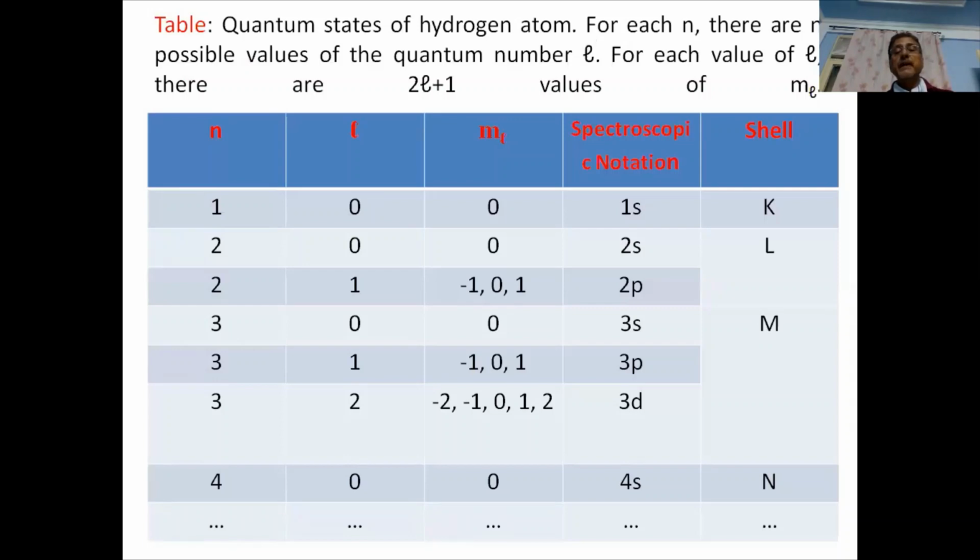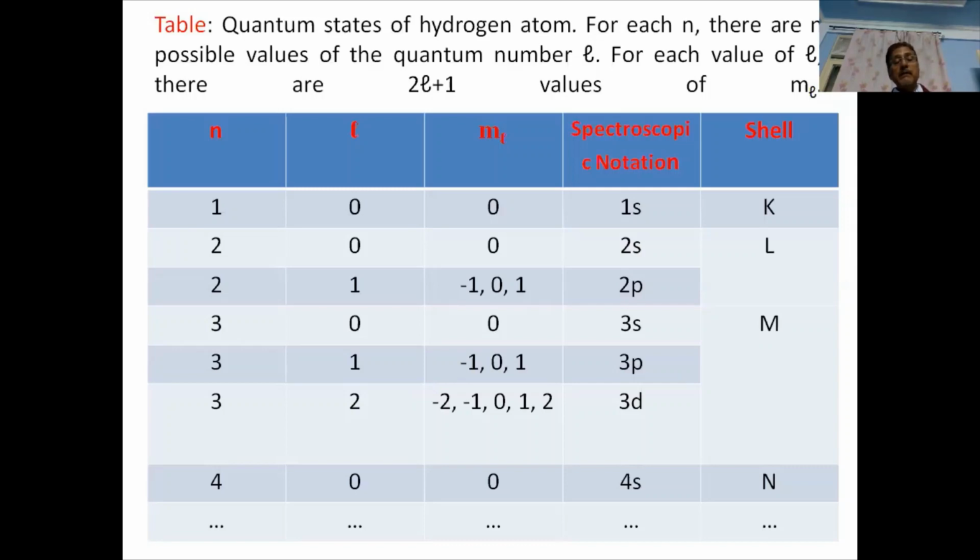Now, quantum states of the hydrogen atom. For each n, there are n possible values of quantum number L, etc. You can see that n is equal to 1 indicates L is equal to 0. That means ml is equal to 0, and the spectroscopic notation is given as 1s and the shell is K. n is equal to 2 will give two values of L, 0, 1. For 0 value of L, we have ml is equal to 0. For L is equal to 1, we have ml is equal to minus 1, 0, 1. n is equal to 2 corresponds to the L shell. And we have orbitals 2s and 2p.